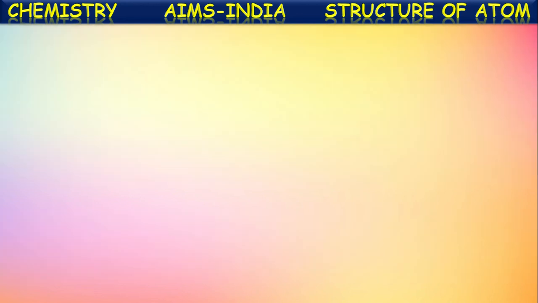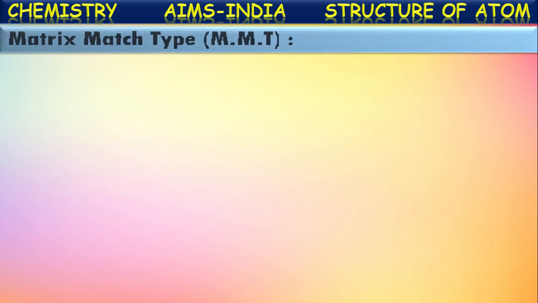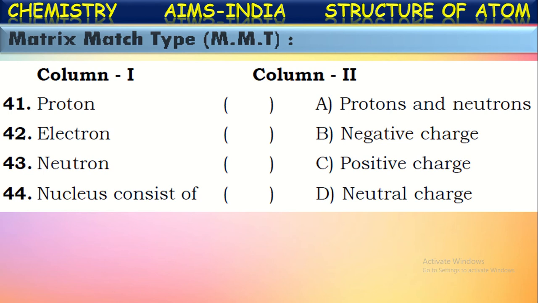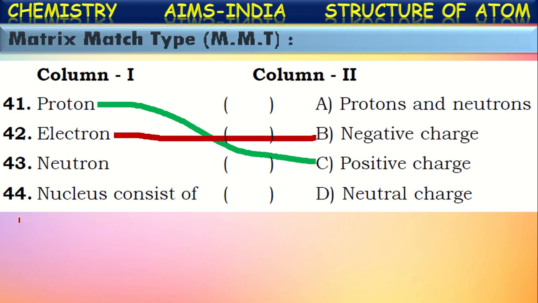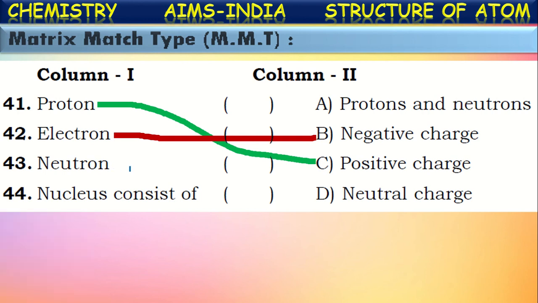Okay, next, let us see matrix matching type questions. Here, fundamental particles are given and their characteristics are given in column 2. See proton, what charge is it having? We know protons have positive charge. They carry 1 unit positive charge. Electron has negative charge, 1 unit negative charge. What about neutron? Neutrons have no charge. We can say they are neutral particles.